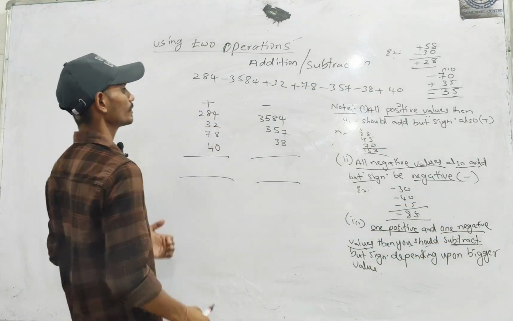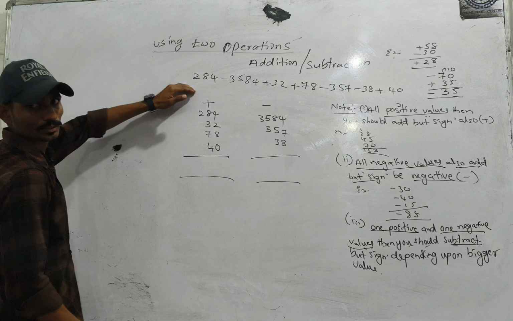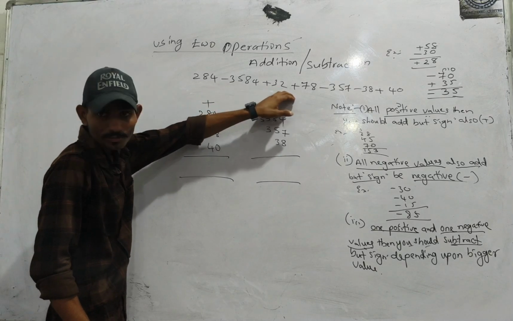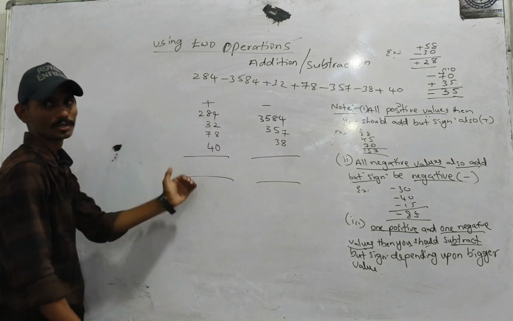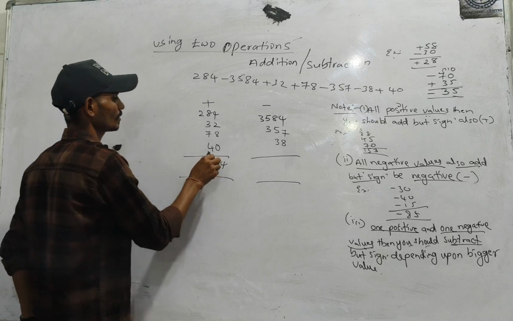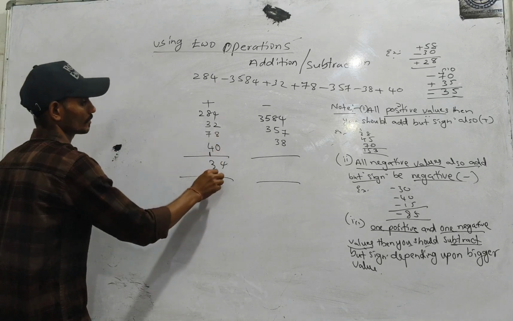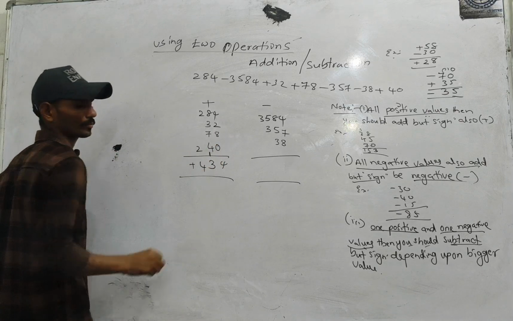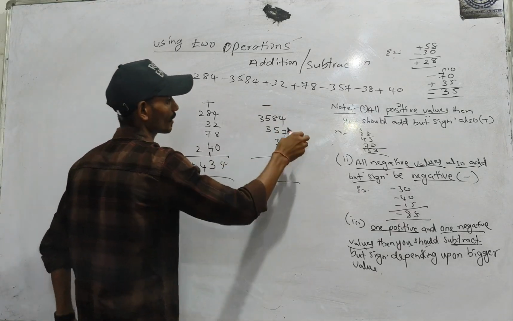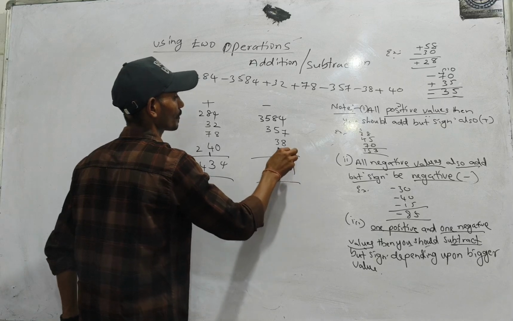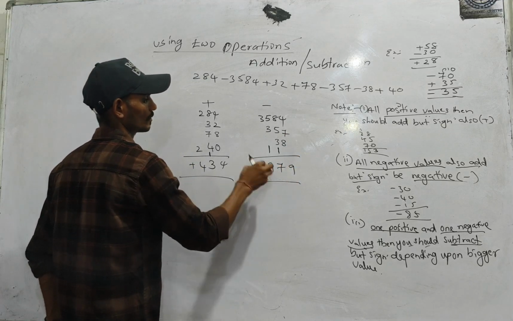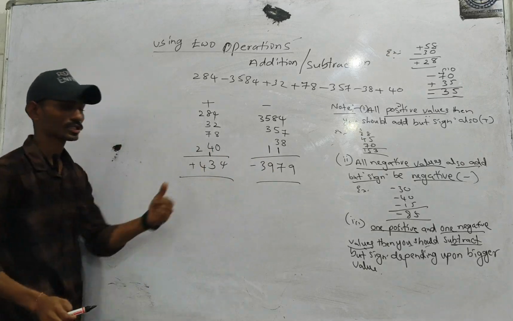So when you get a positive, negative, positive, negative series and solve it in order, it will be confusing and it will take more time. Then you arrange all positive values on one side and all negative values on one side. Add all the positive values, then you put the sign of positive. Next, all the negative values you also add, but you put the sign negative.